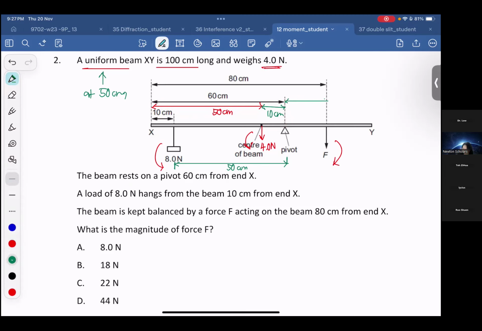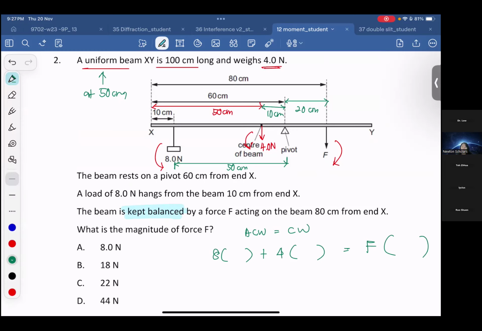Tell me, mathematics. Okay, correct. Thank you. 20 cm. Here, anti-clockwise moment equals clockwise moment because they say keep balance. So for anti-clockwise, I got two: one is from the 8 Newton plus 4 Newton, equals to the force times what is the distance.